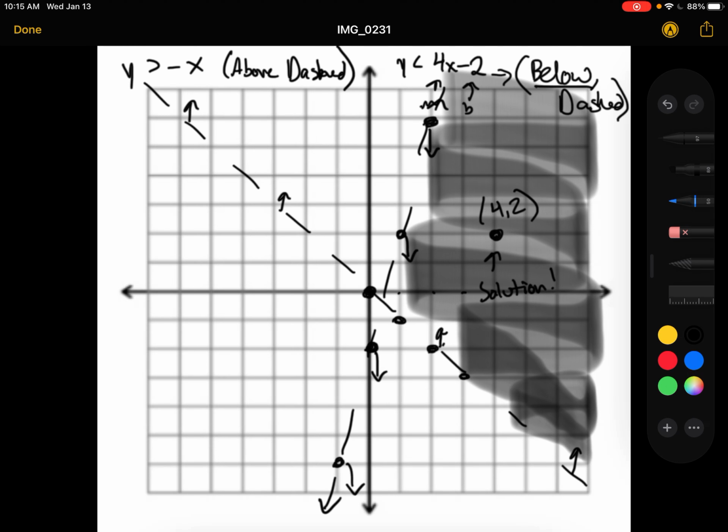So that's an example of two shaded lines coming together. And for the next video, we're going to be talking about what happens when you have more than two.